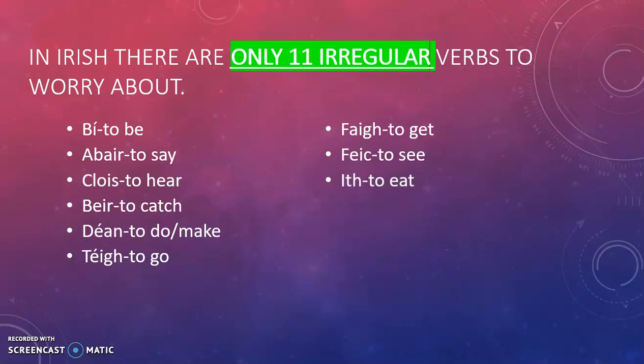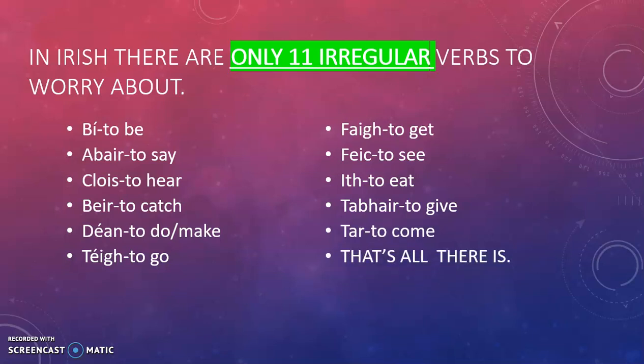Ith, to eat. Tabhair, to give. Tar, to come. That's it. That's all there is. Only 11 irregular verbs to learn.